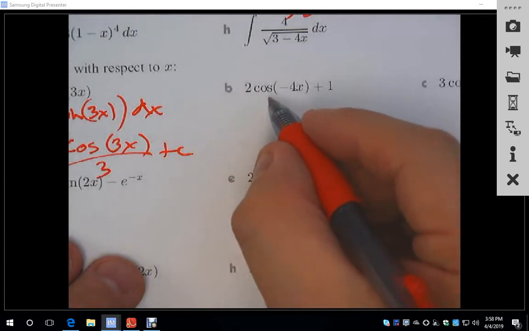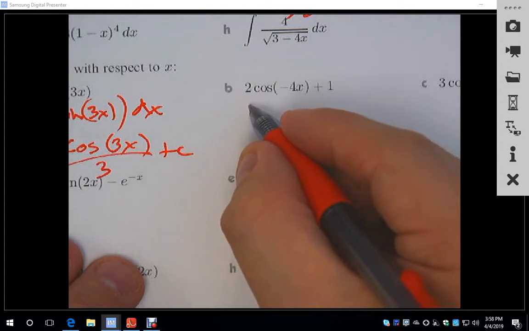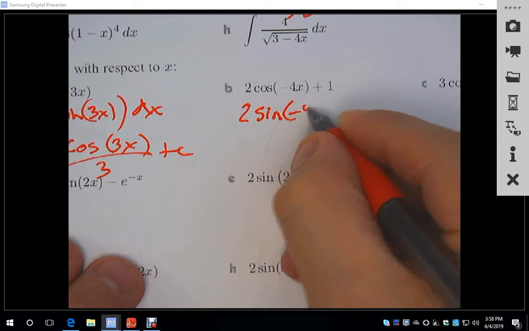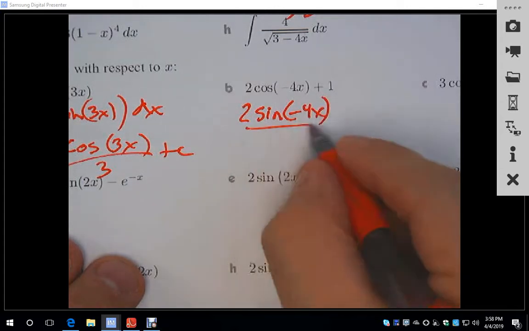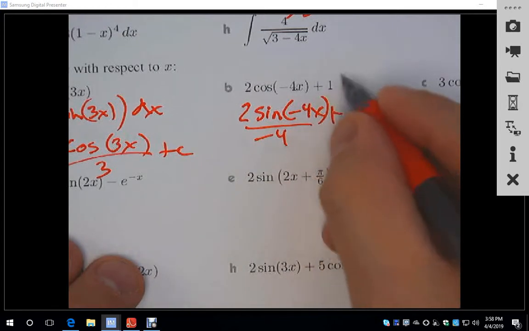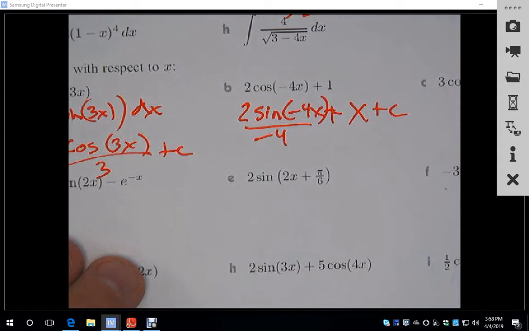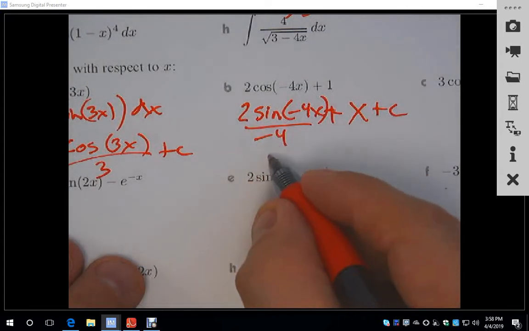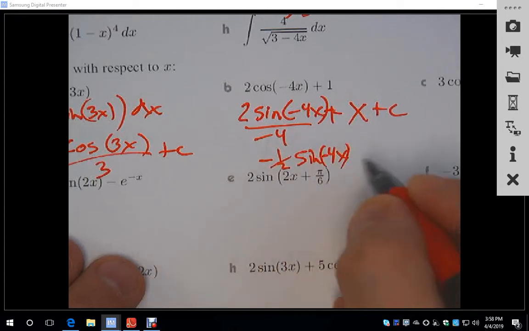I have 2 times cosine of some inside function, so that's going to give me 2 times sine of our function, and then we divide by the derivative of the inside function, which would be negative 4, and then we take the integral of 1, which is just going to be x, and then plus c. So if you wanted to clean this up a little bit, this 2 divided by negative 4 is going to give us negative 1/2 sine of negative 4x plus x plus c.